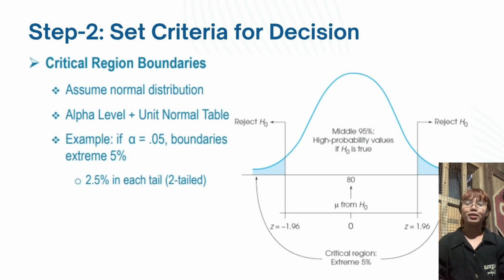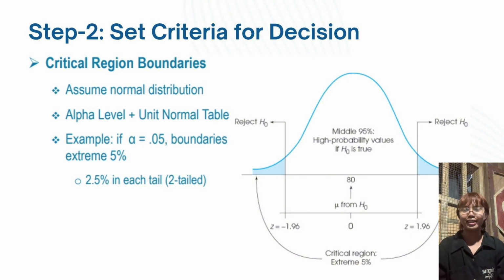This slide provides a visual representation of the critical region of a two-tailed test with an alpha level of 0.05. We assume a normal distribution. In this sample, the total area in the critical region, the shaded tail part, is equal to our alpha level, 5%. For a two-tailed test, this 5% is split equally into both tails, meaning there's 2.5% in each tail.